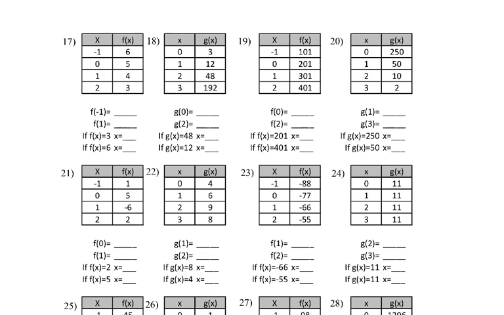Alright, so there's the first page. Okay, let's take a look at the second. Alright, so f of negative 1 is 6, f of 1 is 4, f of x equals 3 is 2, and f of x equals 6 is negative 1. g of 0 would be 3, g of 2 would be 48, g of x equals 48 would take us to 2, and g of x equals 12 would take us back to 1.